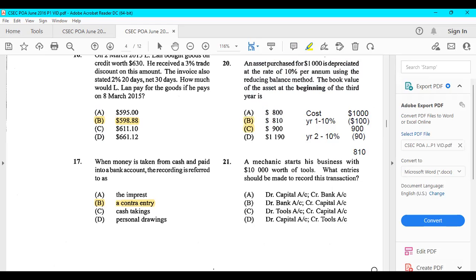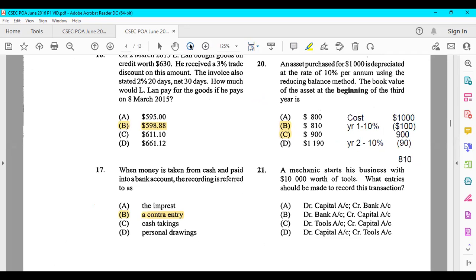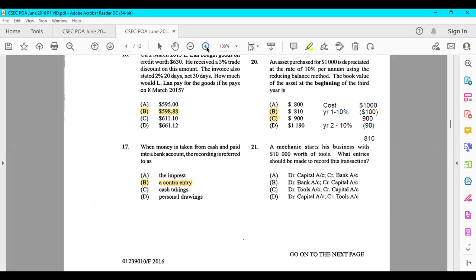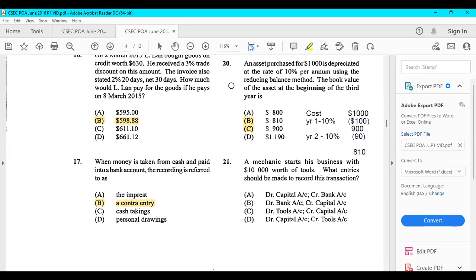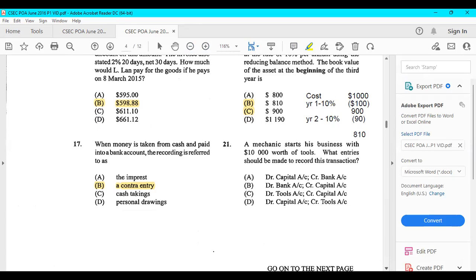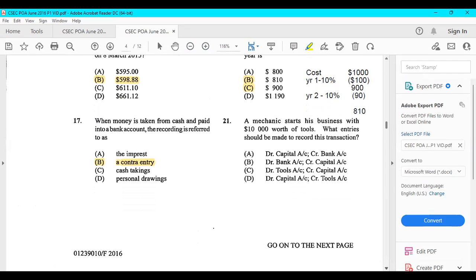Number 21. A mechanic starts his business with $10,000 worth of tools. What entry should be made to record this transaction? All right, so the mechanic is starting off his business with an investment by the owner of $10,000 worth of tools. Therefore, it's capital. Capital is definitely being affected right here. Remember, capital doesn't have to be money only. It's any investment made into the business by its owner. So our tools are increasing and our capital is also increasing.